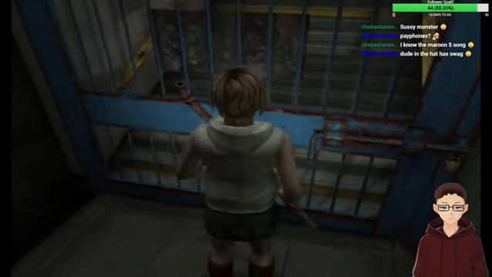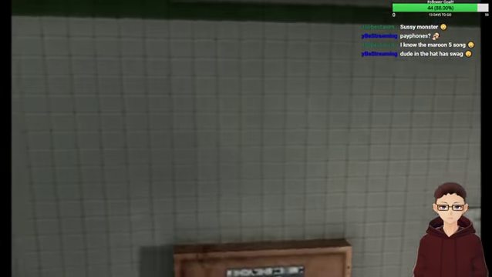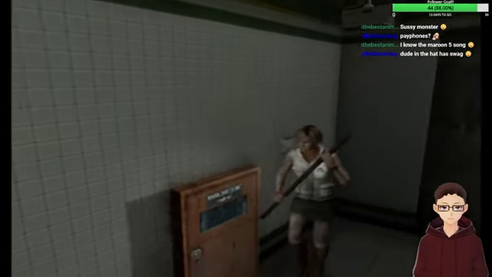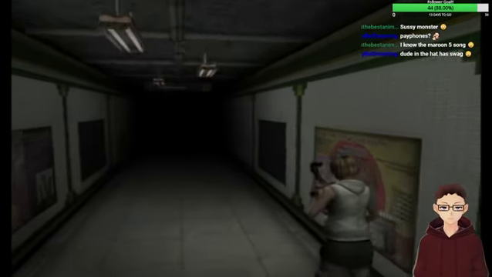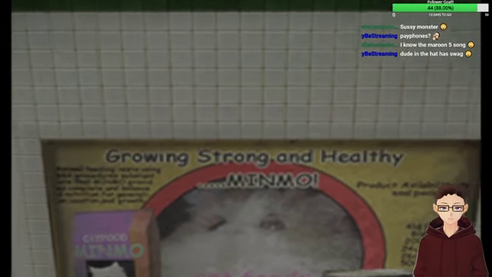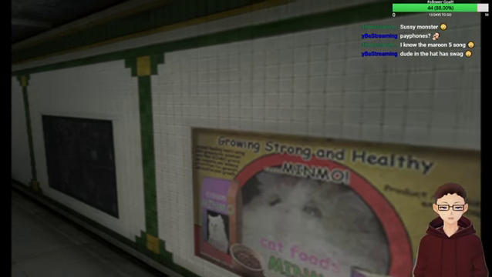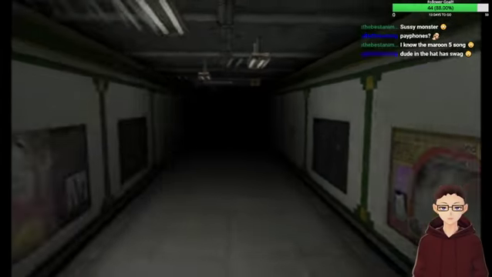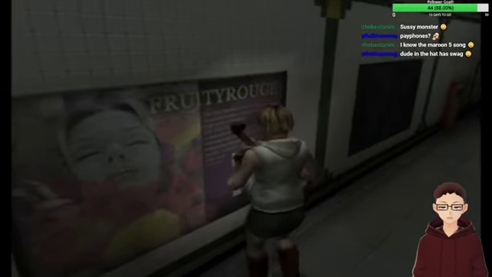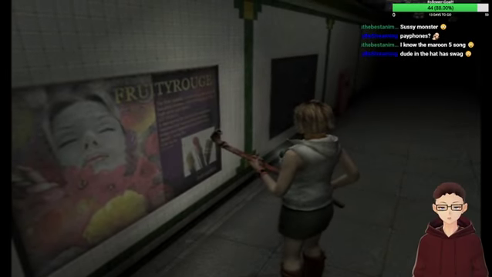Okay, so straight up, locked door, can't use. What do these even say? Growing... oh, it's a hamster! Oh, look at that! Growing strong and healthy. Minmo. And then I can't read anything else. Wait, no, it's a cat! That's a very derpy looking cat. Yeah, Minmo cat food. What does this say? Fruity Rouge.